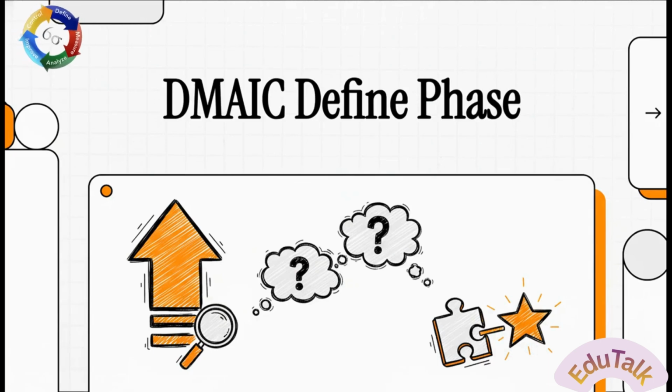Welcome to The Explainer. Today we're going to break down what is, without a doubt, the most critical starting point for any successful process improvement project, the define phase of DMAIC. If you get this one part right, you're building a powerful foundation for everything that follows.